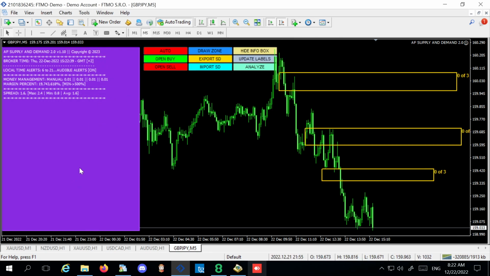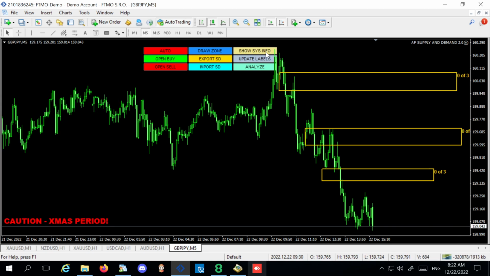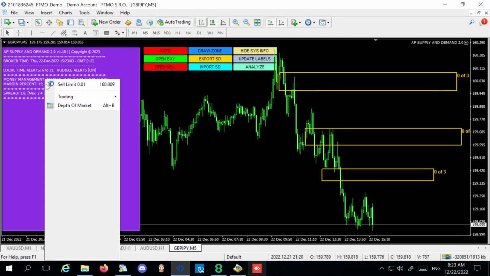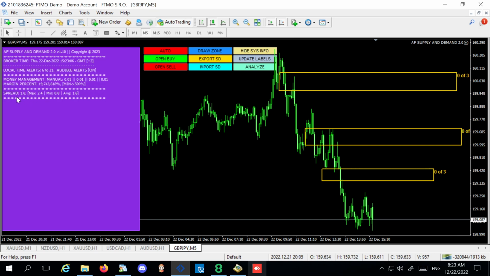Now, this is our dashboard. The dashboard is interchangeable, which means you don't have to have it there. You can hide the info box like so, or put it back like that. You will notice in this area you've got your broker time, your date and time, and so on. You've got your local time, and your money management sorted out for you here. It tells you exactly what's what. You've got your margin percentage, which is also highlighted here. And then you've got your spread, which always differs on GJ or any other asset which is pretty much liquid. So all good stuff there.